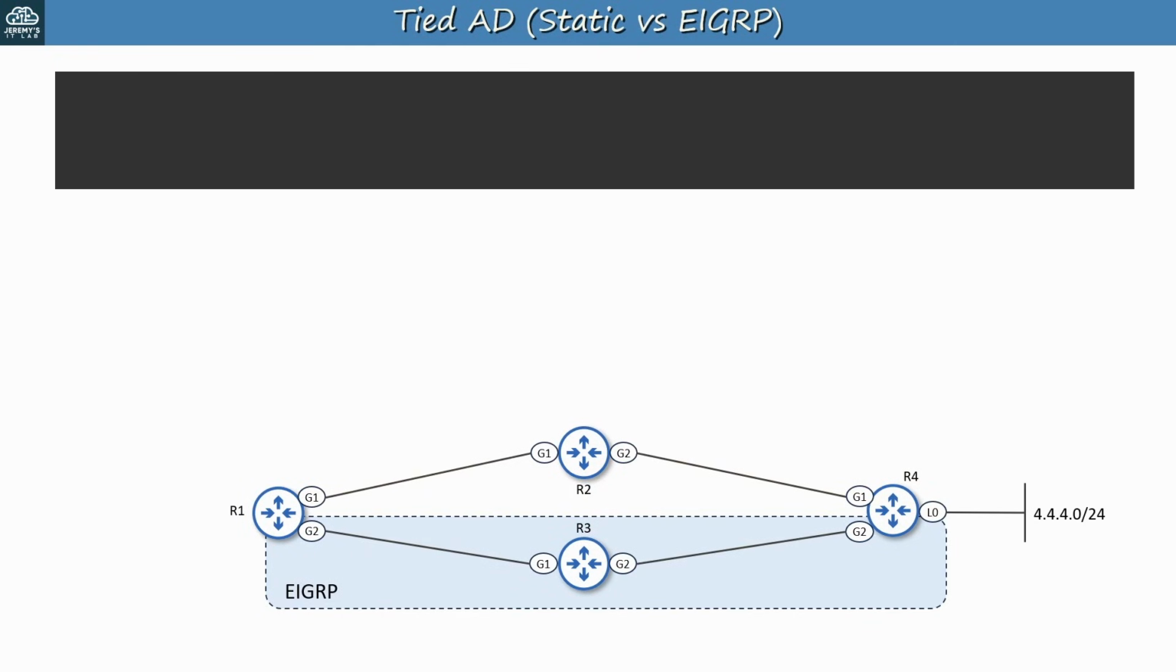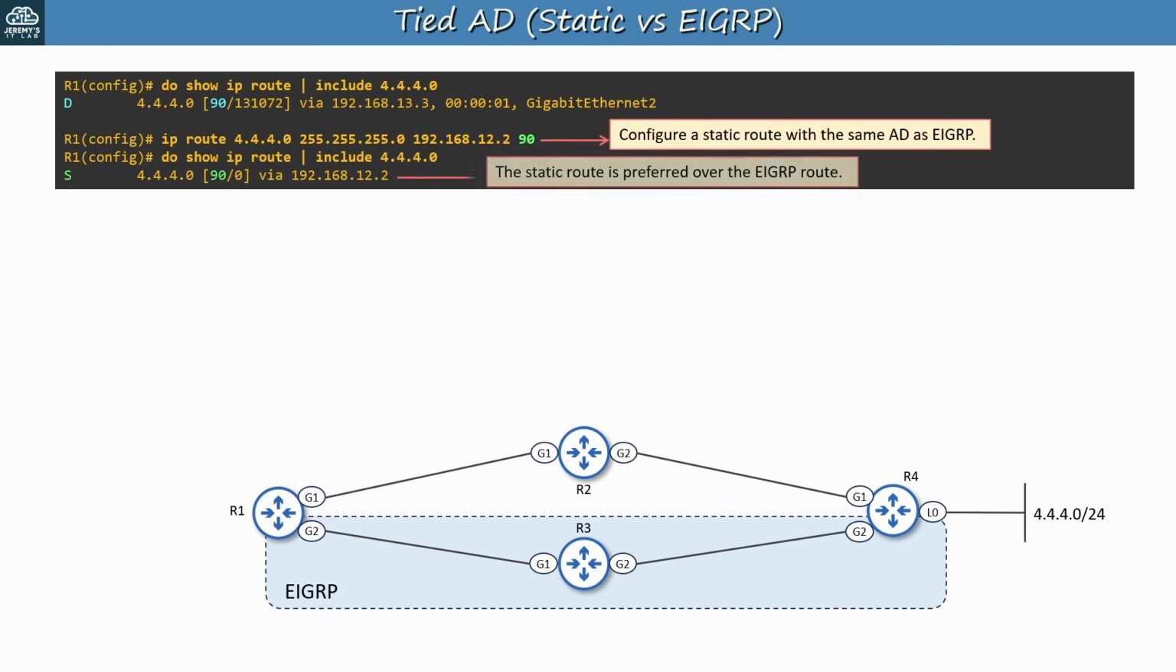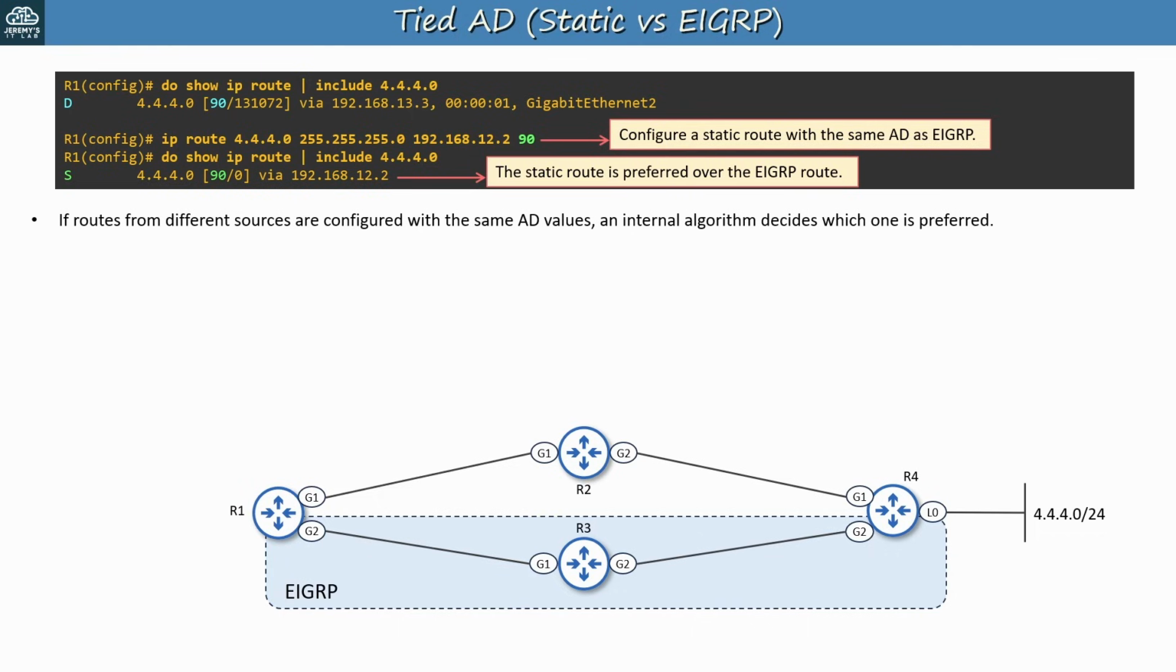Let's do one more short example with static routes and EIGRP. R1 is running EIGRP on its G2 interface only, so it learns a route to 4.4.4.0 via R3. This time, I configured a static route with the same AD as EIGRP. Let's see what happens. The static route is preferred over the EIGRP route. So if routes from different sources are configured with the same AD, an internal algorithm decides which one is preferred.